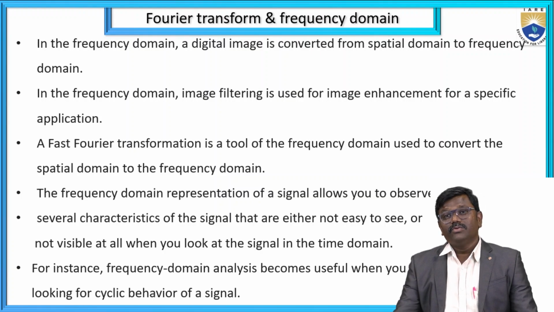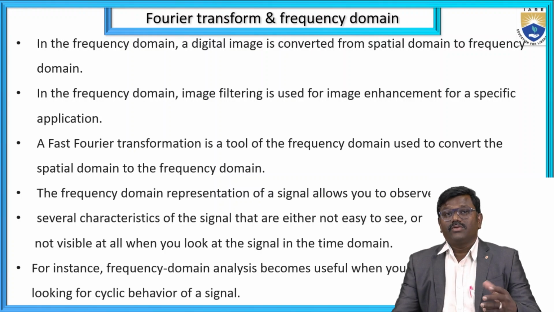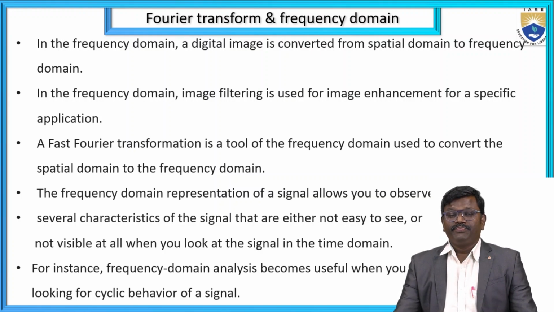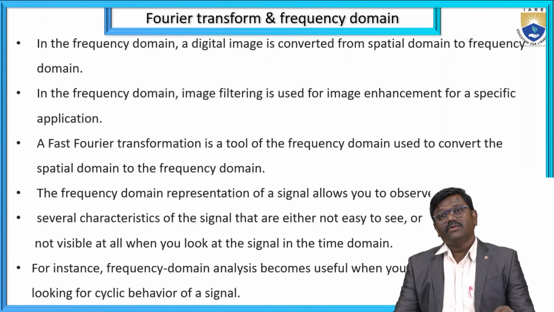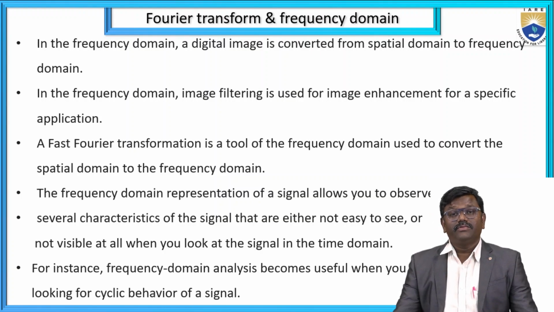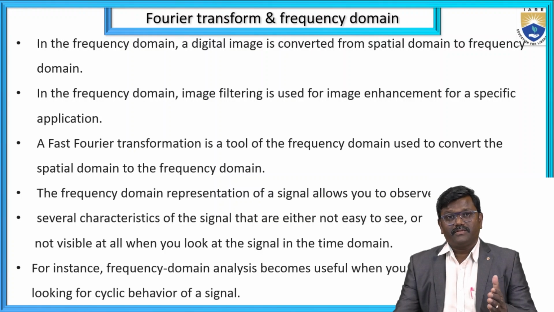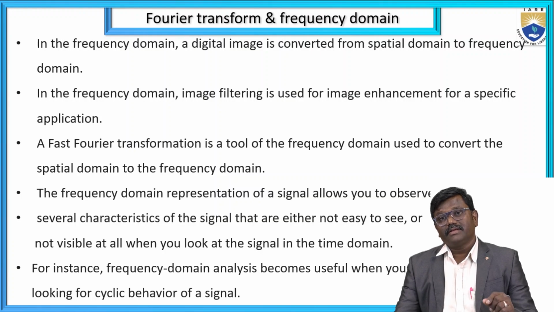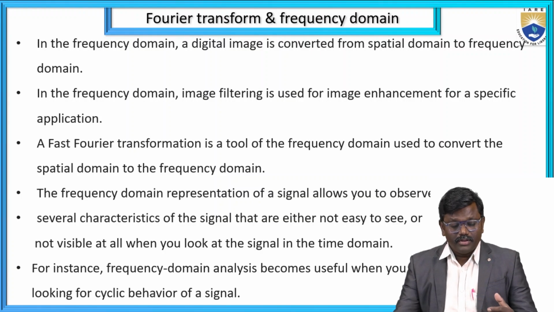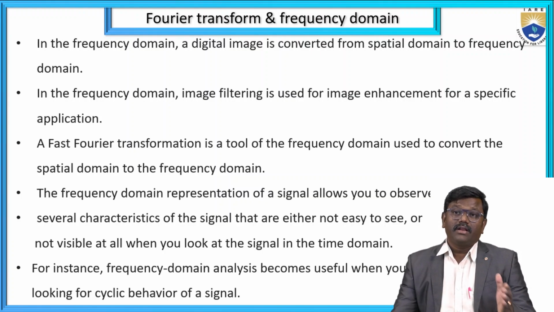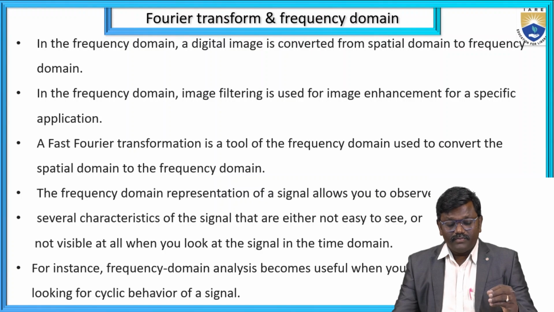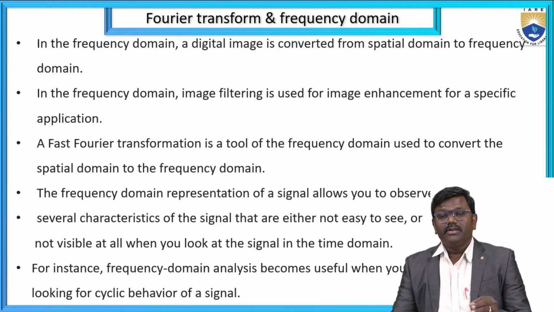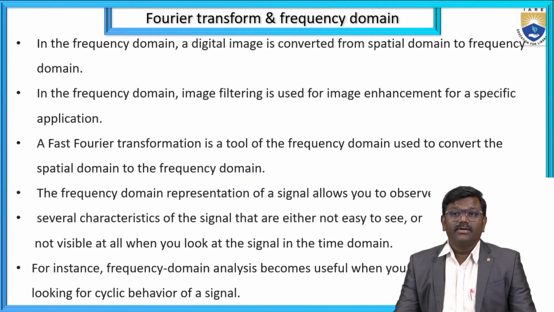That is, we are going to use such a specific application here. I want to mention that in terms of the image restoration process, a fast Fourier transformation is also a tool of the frequency domain, used to convert the spatial domain to the frequency domain. The spatial domain concentrates on the representation of a signal, while the frequency domain allows you to observe several characteristics of the same signal that are either not easy to see or not visible at all when you look at the signal in the time domain.